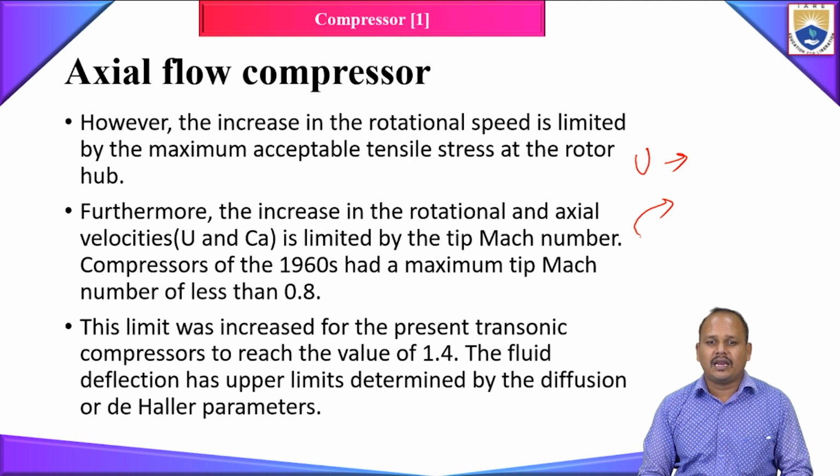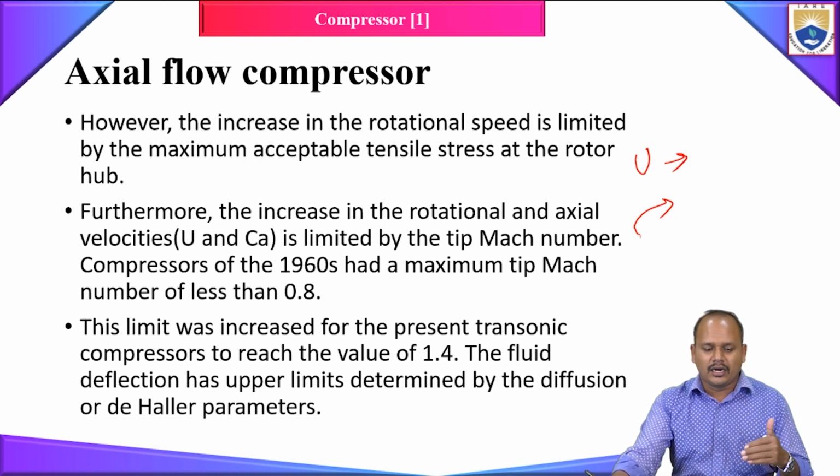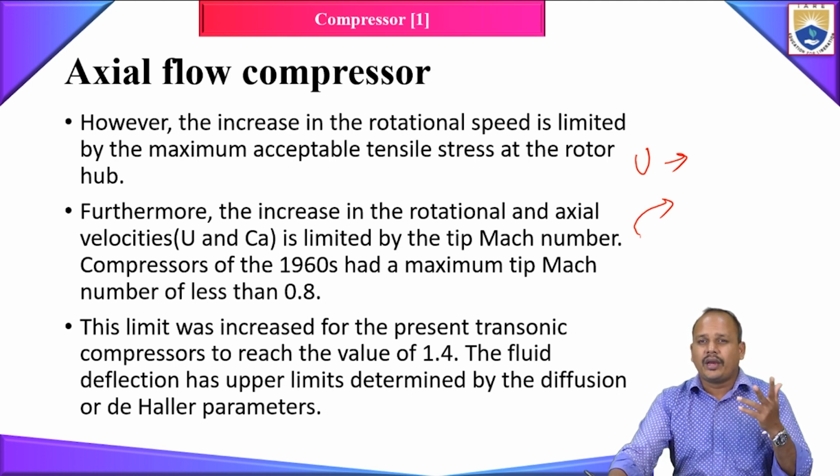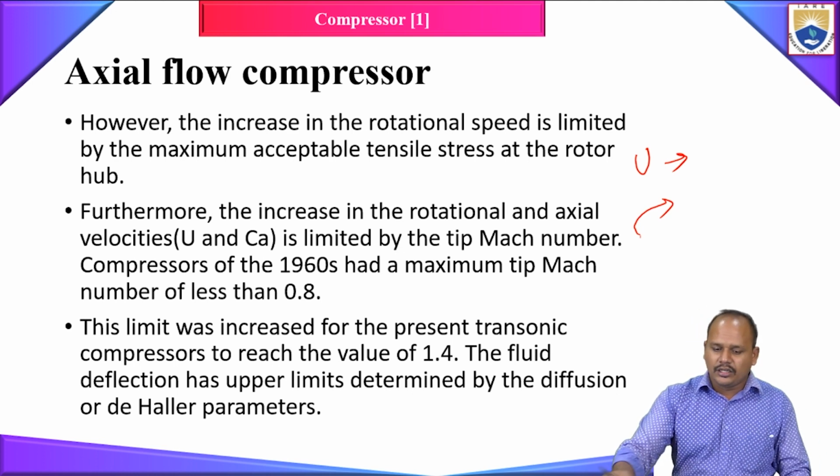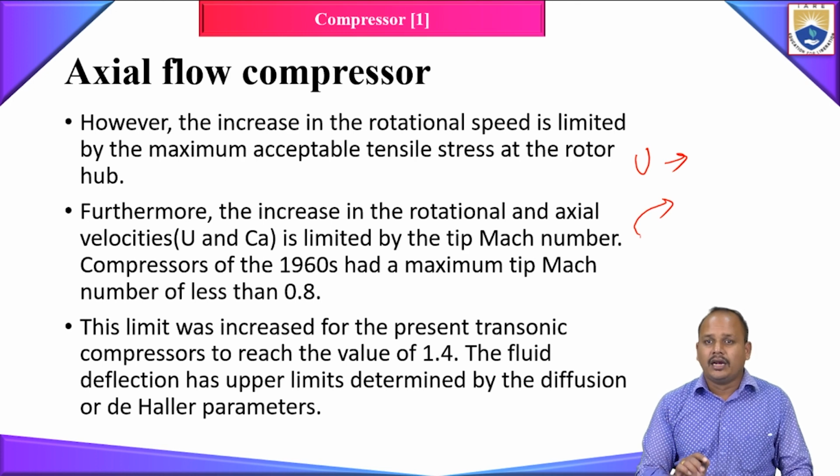Shock waves are basically non-isentropic. When the flow is passing through the shock wave, you will have the total pressure loss. So in order to prevent this total pressure loss, we have to limit the maximum Mach number inside. You will have the maximum Mach number at the tip of your rotor blade. So we have to limit that.